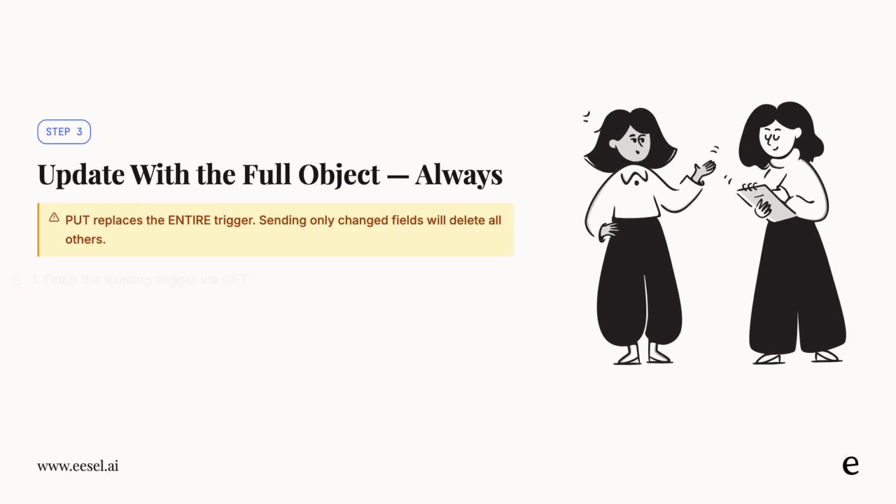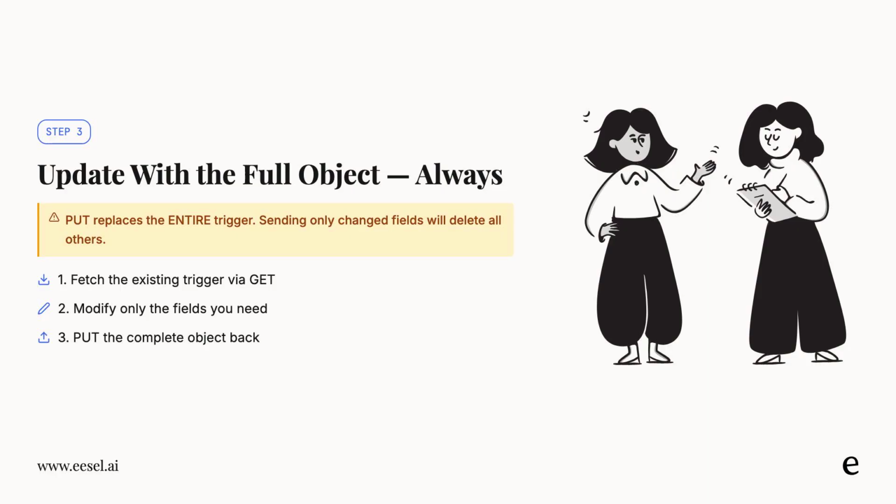This is where most developers make mistakes. The PUT endpoint replaces the entire trigger configuration. If you send only the fields you want to change, you will delete everything else. The safe pattern is fetch the existing trigger, modify what you need, then PUT the complete object back.